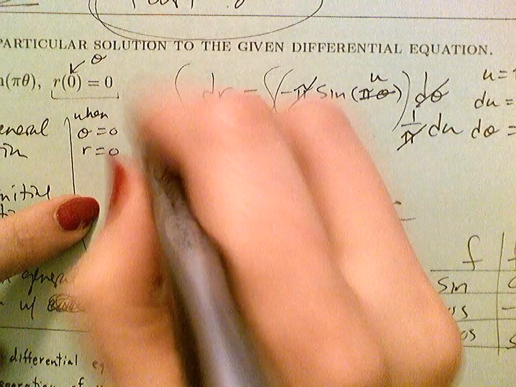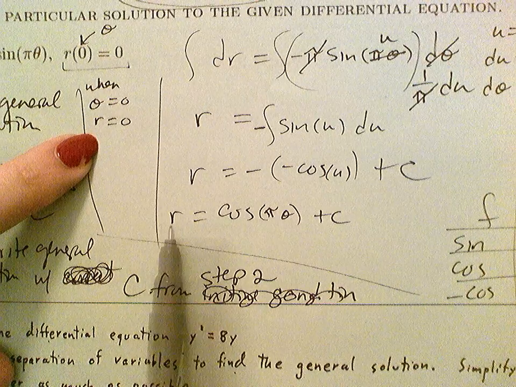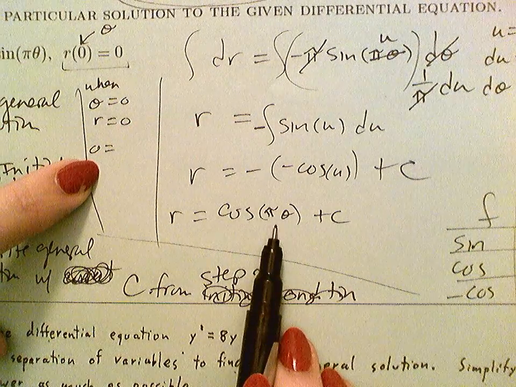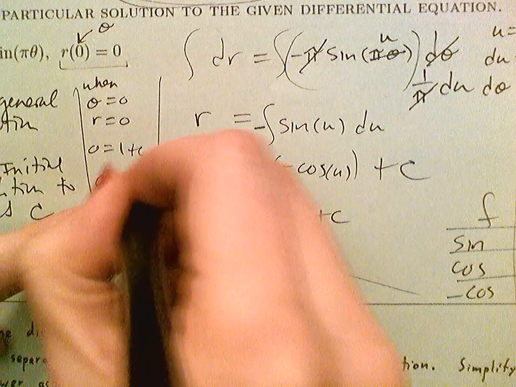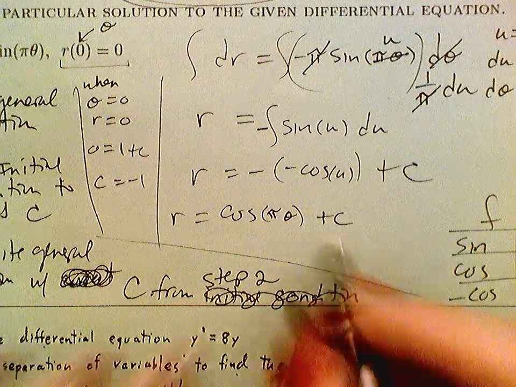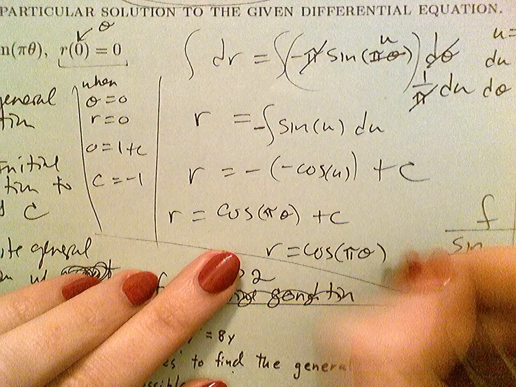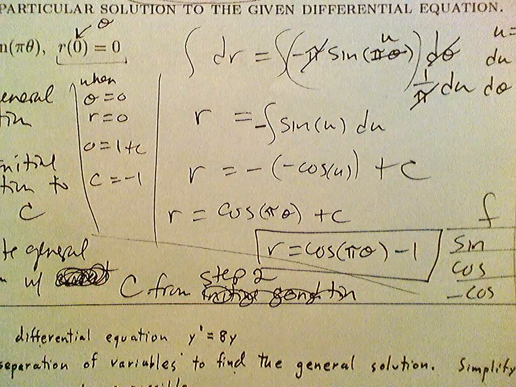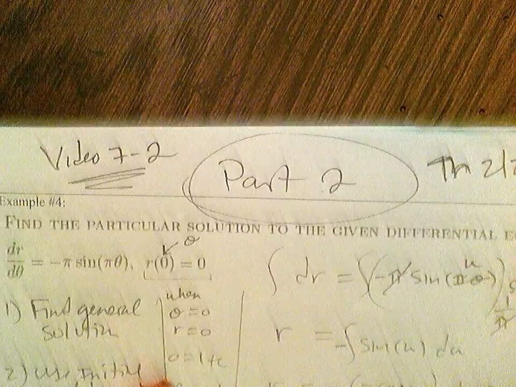Oh, this is a mess, sorry. So I plug in 0 for r, 0 for theta. So I get 0 equals cosine of 0, which is 1, plus c. So c equals negative 1. So I end up with r equals cosine of pi theta minus 1. That is the particular solution. It is the solution to this differential equation for which these conditions are true.